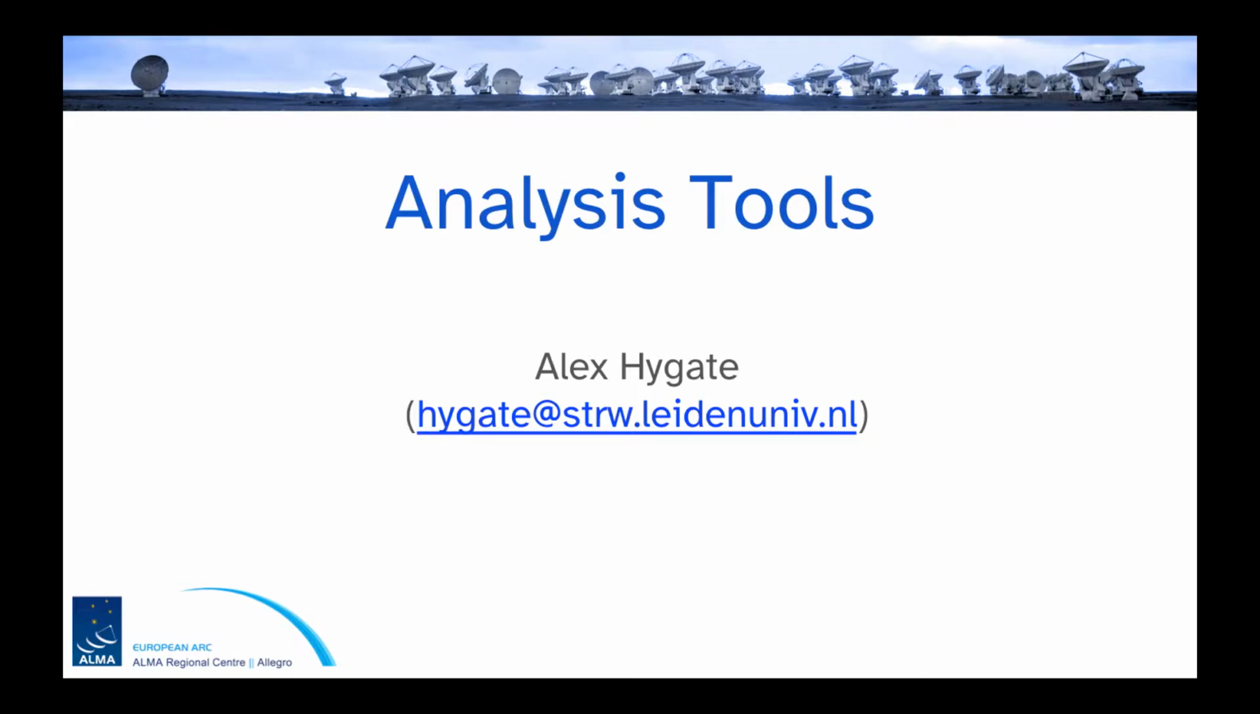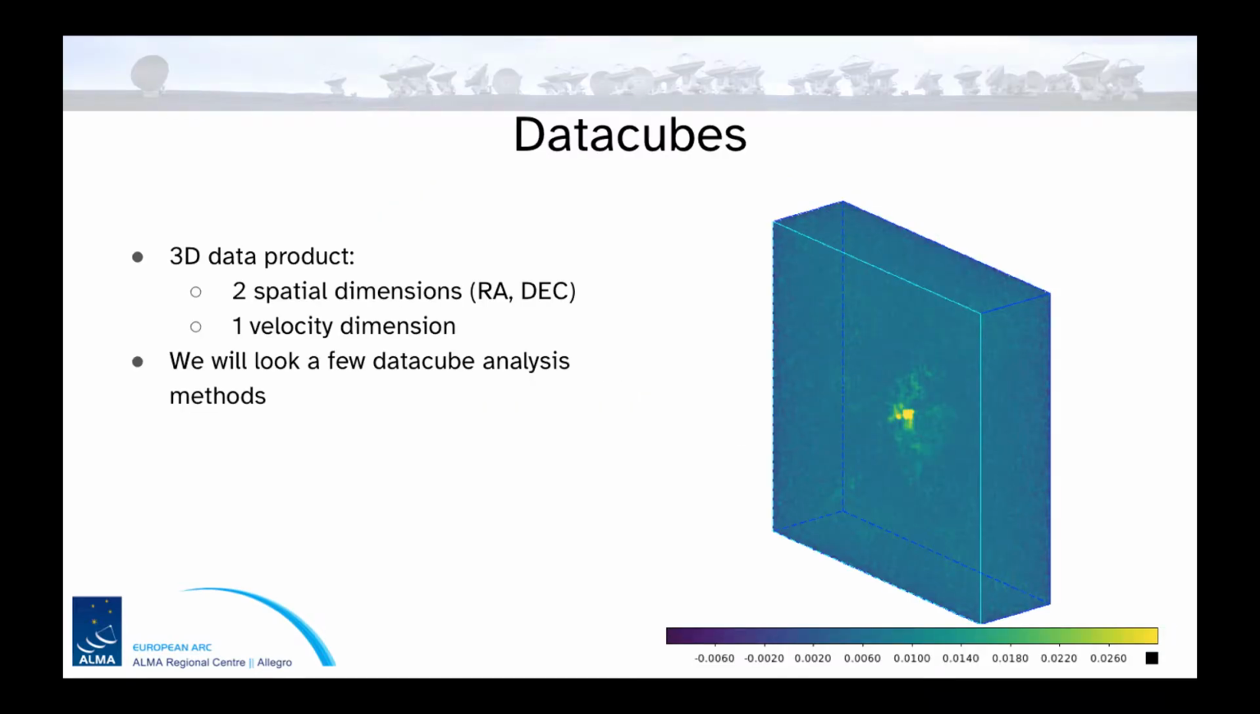And today I'm going to be talking to you about how you can analyze your ALMA data after you have calibrated and imaged it. So once you've completed calibration and imaging, you will have a data cube. The data cube is a three-dimensional data product with two spatial dimensions, right ascension and declination, and one velocity dimension. And we will look at a few data cube analysis methods that you can use to further understand your data cube.